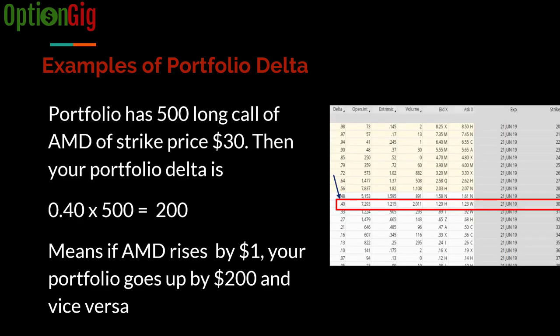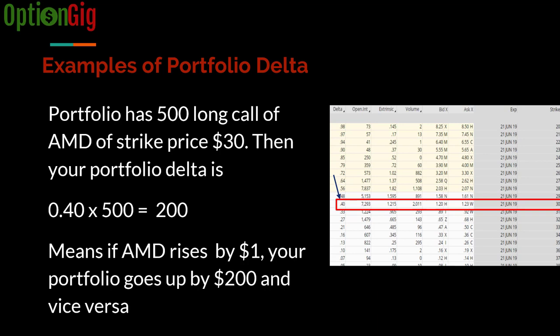Let's say that instead of having a stock, you have an option. The example we are taking is that your portfolio has 500 long call options of AMD at a strike price of 30. At a strike price of 30, the delta of this option is 0.40. So your overall portfolio delta is 0.40 multiplied by 500, equal to 200. It means if AMD rises by $1, your portfolio value will go up by $200.